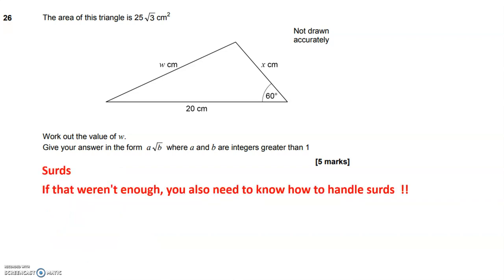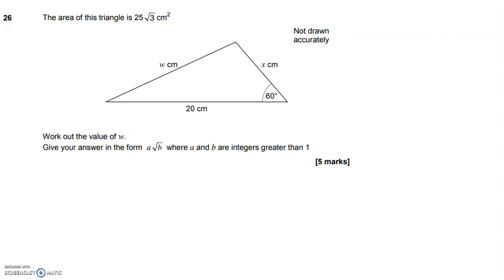And finally, as if that weren't enough, you need to know how to handle surds, because if you look at this question, the area of the triangle is 25 root 3 centimetres squared, so you've got to be able to deal with that as well. Okay, let's get going then. How do we start on this question?